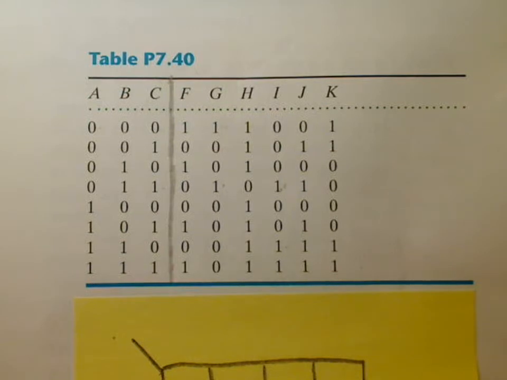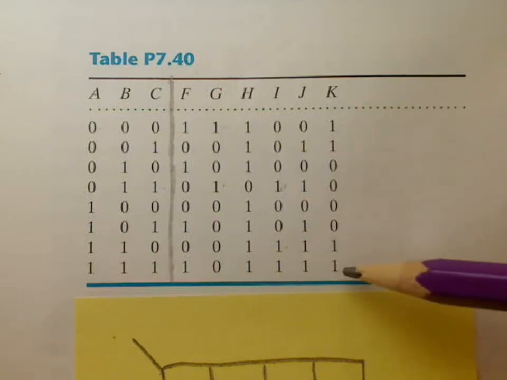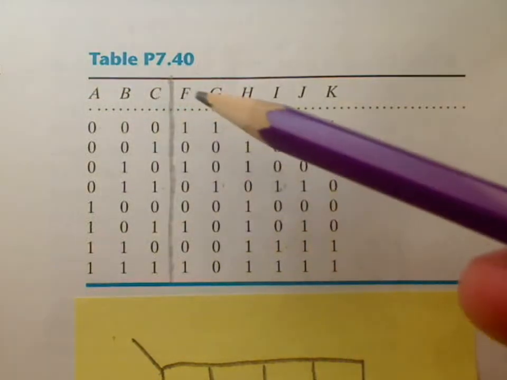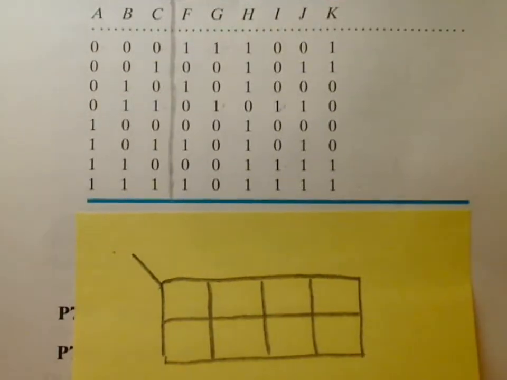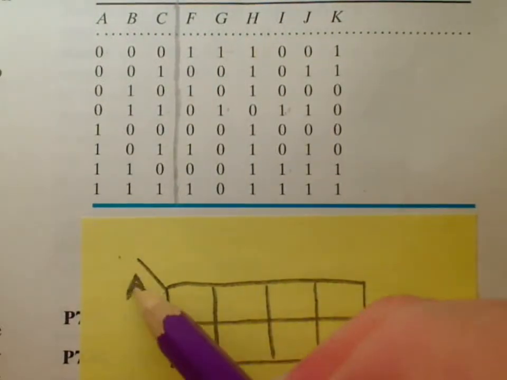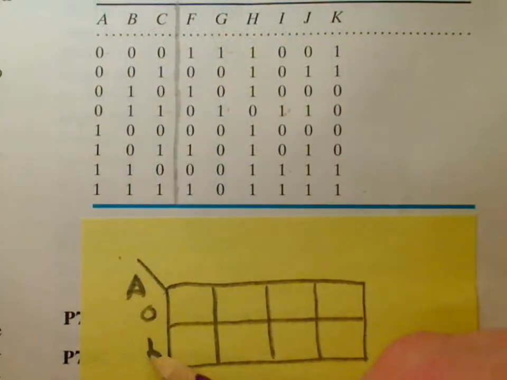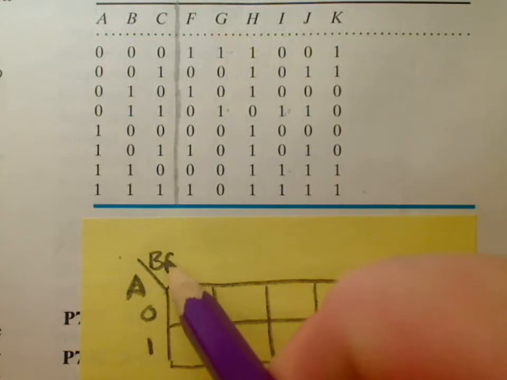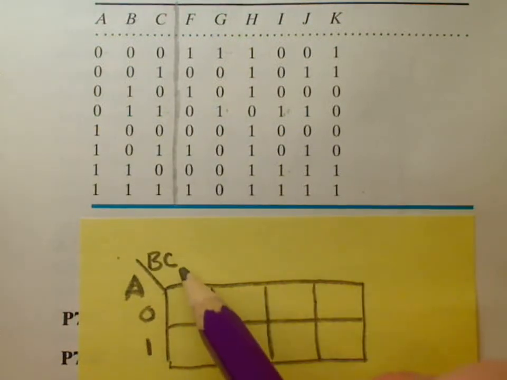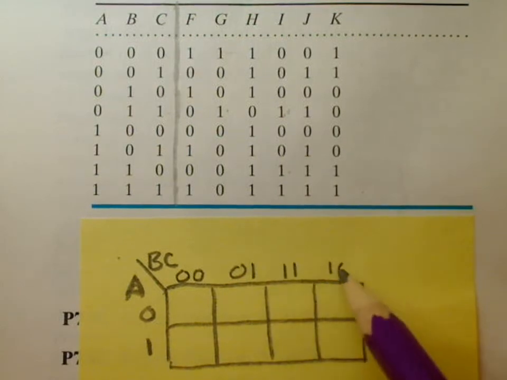Okay, now let's look at how we could use a Karnaugh map to find the simplest Boolean expression and therefore the smallest circuit for output K in terms of inputs A, B, and C. A Karnaugh map looks like this, and you can label one axis A, with a value of 0 or 1, and the other axis B, C, with possible values of 0 0, 0 1, 1 1, and 1 0.